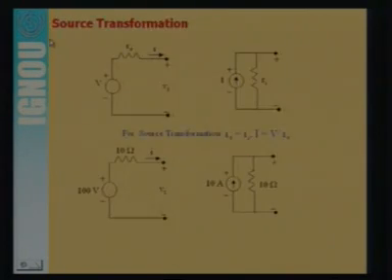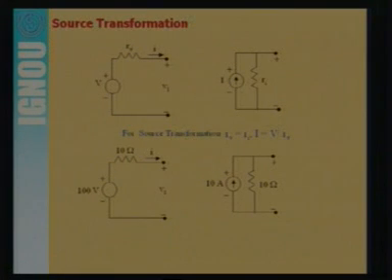Now what is a source transformation? We have studied the current source and the voltage source: the ideal voltage source, ideal current source, practical current source, and practical voltage source. Now there is one more thing which comes up in practice when we solve problems of electrical circuits. How do we transform the current source into the voltage source and the voltage source into the current source?